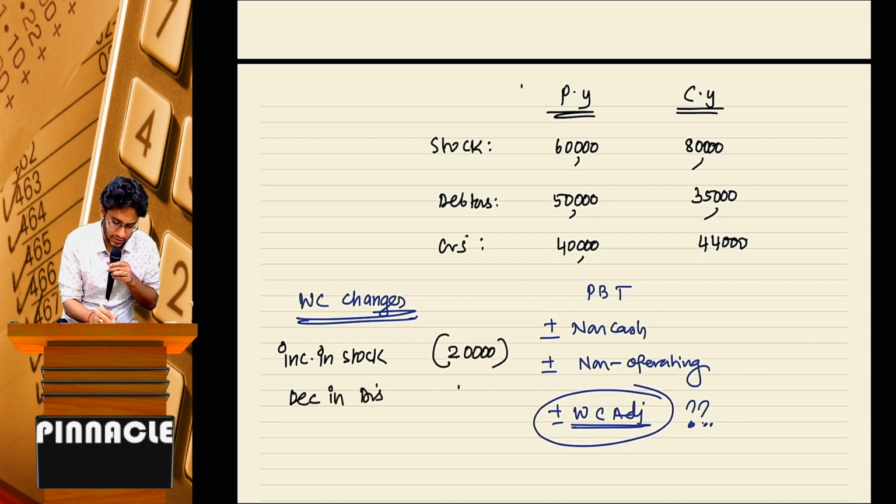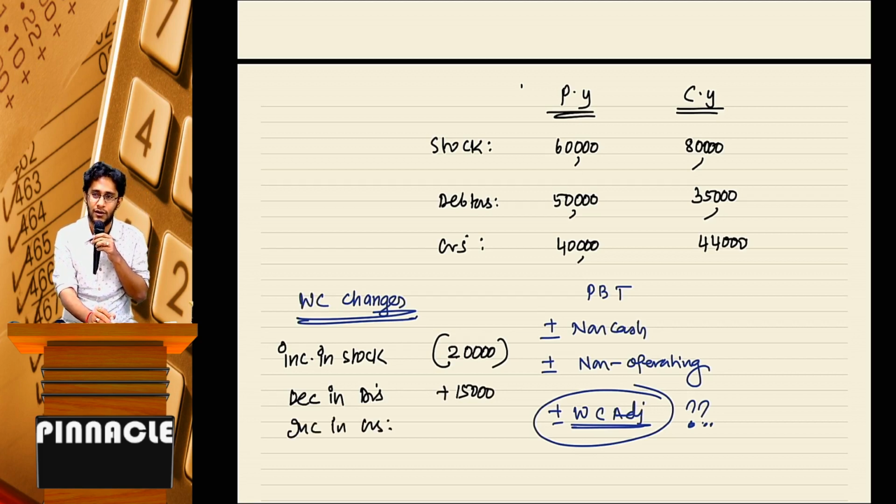Next, debtors decreased. How much is that? 15,000. Right. Next, creditors increase is there. Inflow, no? Outflow, no? Sure. Correct only? Okay. 4,000. Okay, chalo sir.